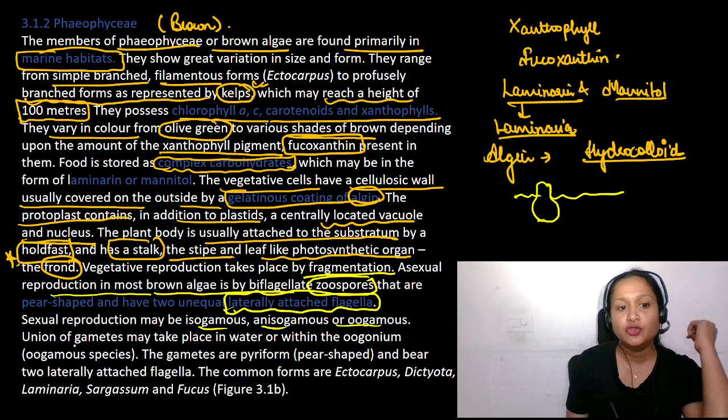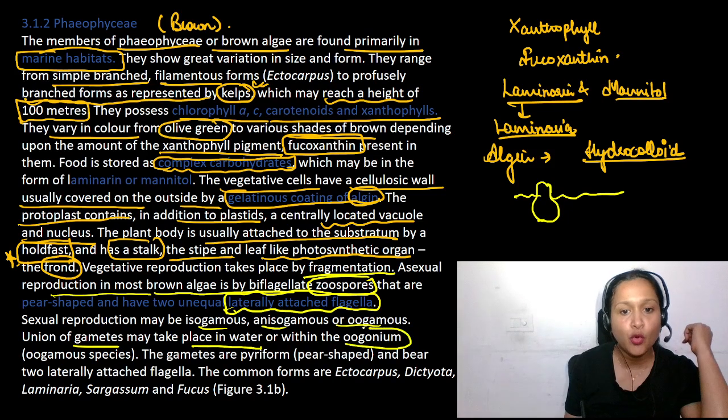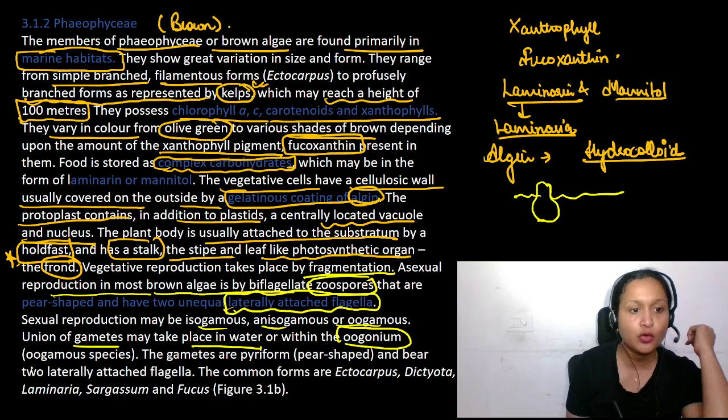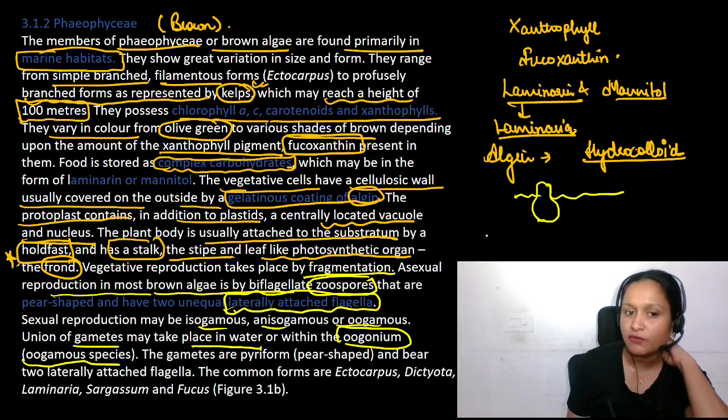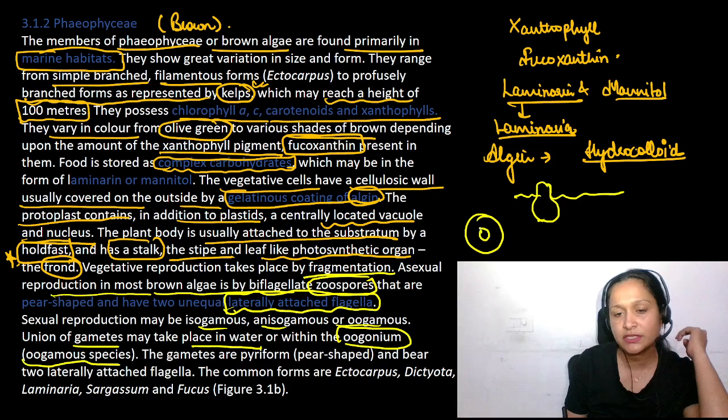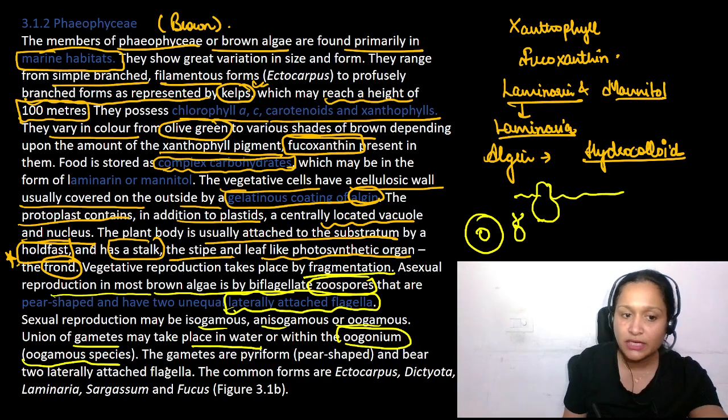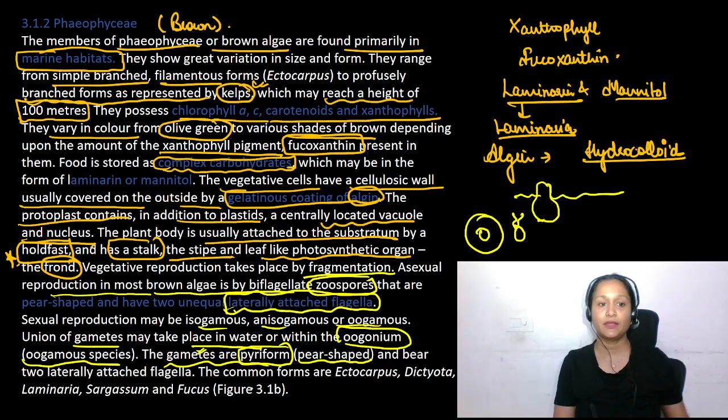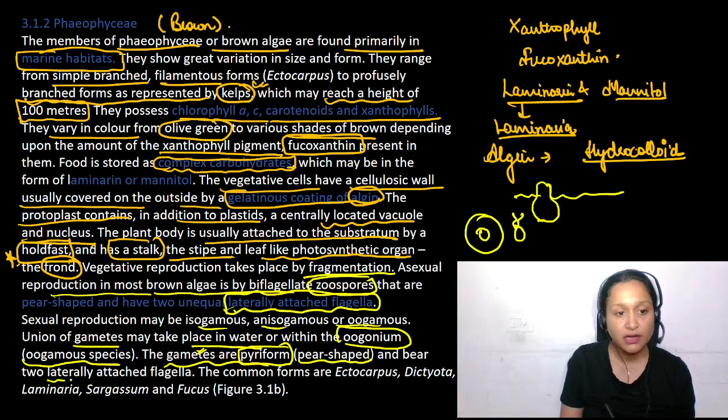But union of gametes may take place in water or within the oogonia in the oogamous species, where the female gamete is larger and non-motile, and the male is smaller and motile. Again important, the gametes are pear-shaped. Pear-shaped means pyriform. Gametes are also pear-shaped. They also bear laterally attached flagella.